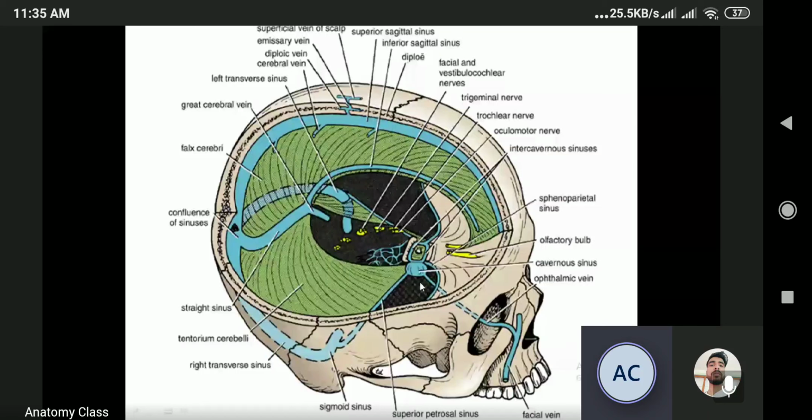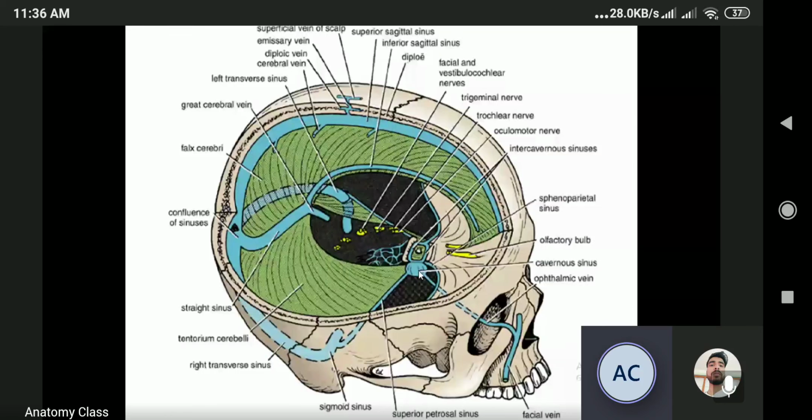And within the cavernous sinus, you should be clear about the relations of the cavernous sinus, extent of the cavernous sinus, tributaries, communications, and its drainage. Okay. Once again, I repeat, the cavernous sinus is very, very important for you from the examination point of view as well as the clinical aspect. Okay. So let's go for some of the clinical aspects related with the dural venous sinuses.